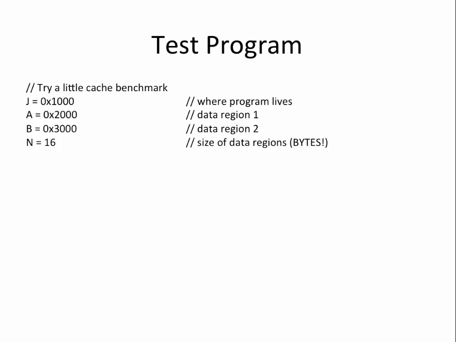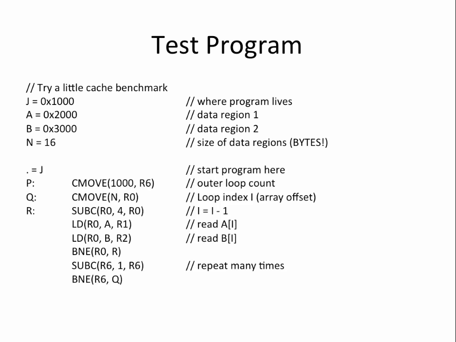The test program begins by defining a few constants: J, A, B, and N. J specifies the address where the program lives. A is the starting address of data region 1, and B is the starting address of data region 2. Finally, N specifies the size of the data regions. Since one word consists of 4 bytes, 16 bytes of data mean that there are 4 data elements per region. Next, the assembler is told that the beginning of the program is at address 0x1000.